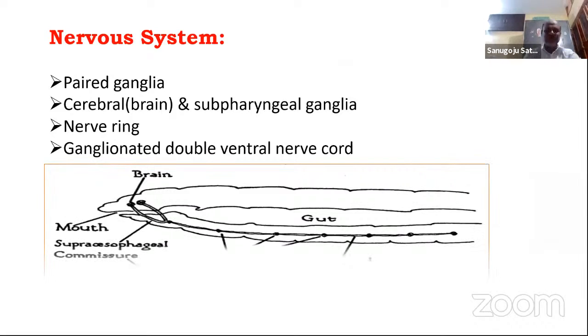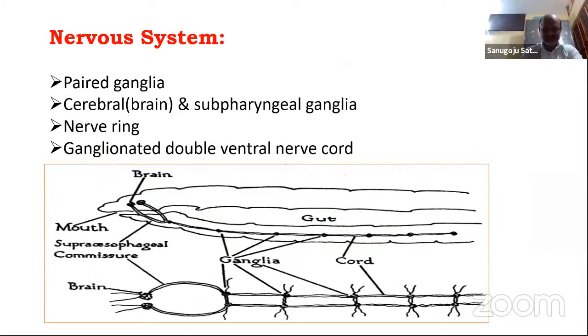So we have to go for another metabolic activity in the Pheretima posthuma, the nervous system. As far as the invertebrates are concerned, the nervous system is not yet fully developed, but it is the first time it is developed in Pheretima.